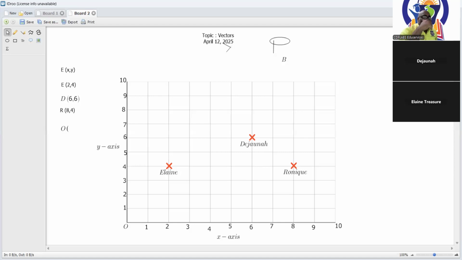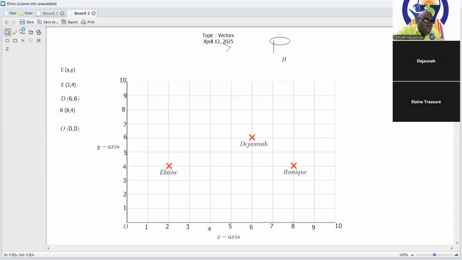Zero, zero. 0, 0. Okay. Do you understand why you get 0, 0, Elaine? Zero across and zero up. Exactly. 0, 0. So the point of origin is always 0, 0. All right.